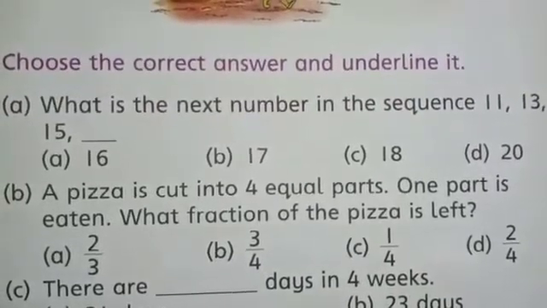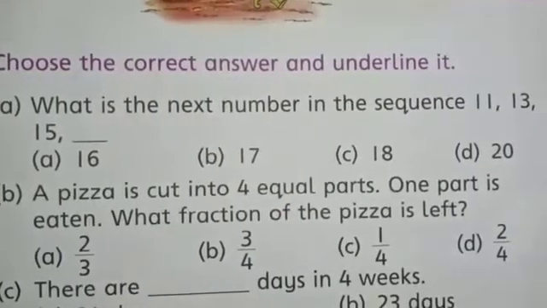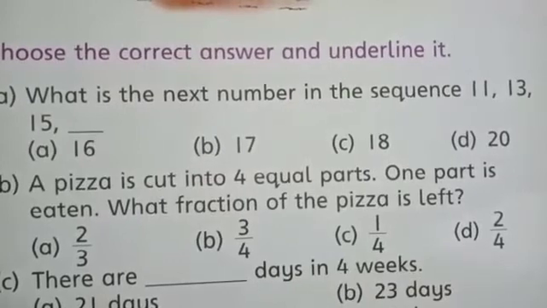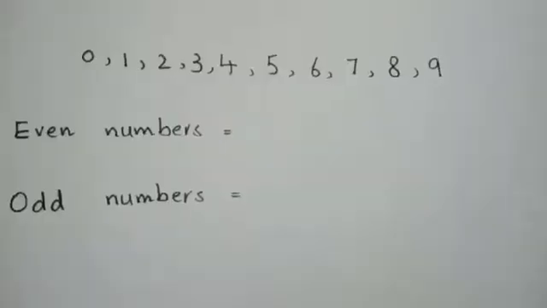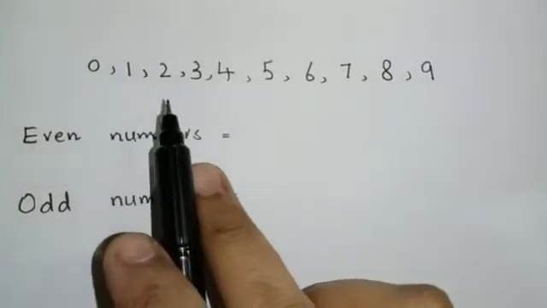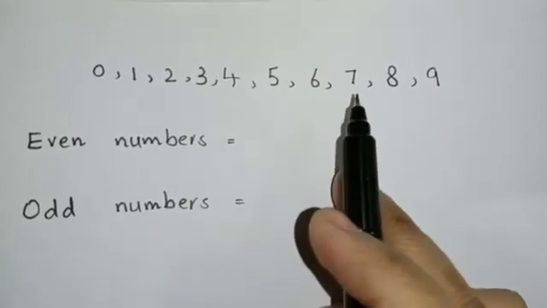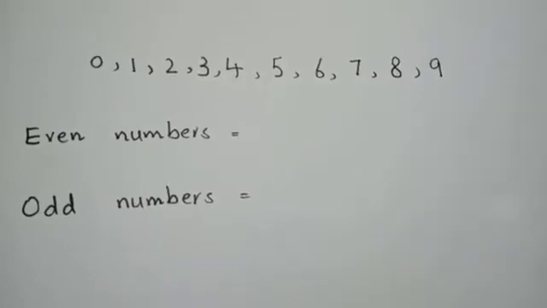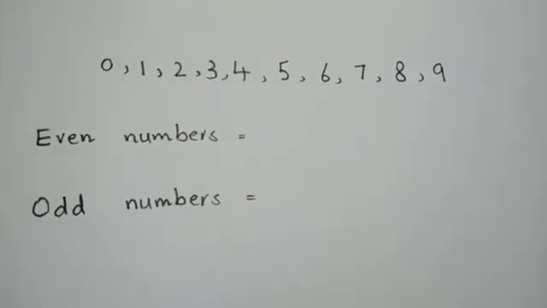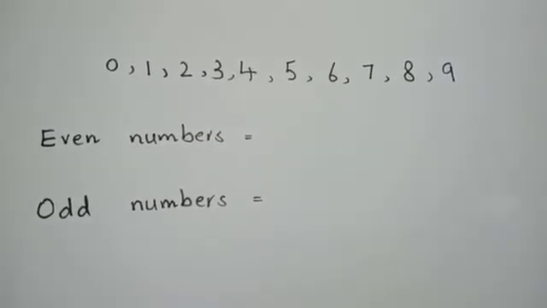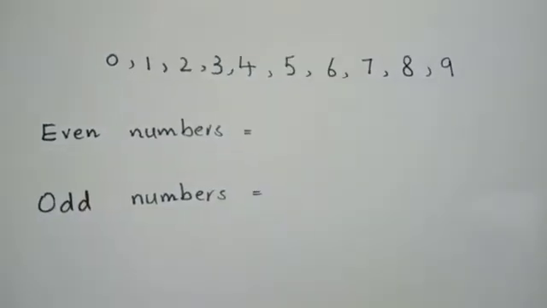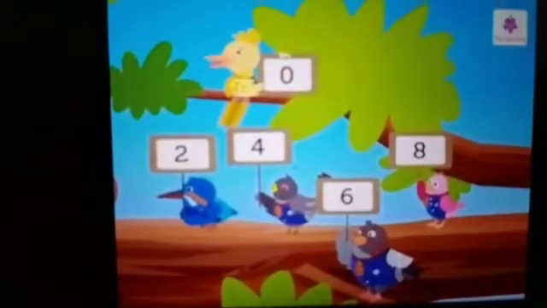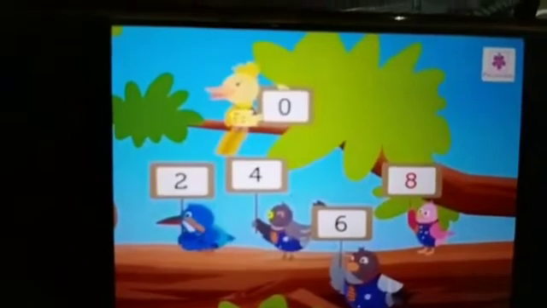Okay students, first of all tell me, what are even and odd numbers? Do you know? Who will tell me? Remember the definition of even number. A number which is divisible by 2 with no remainder is called an even number. Students, look at these numbers: 0, 1, 2, 3, 4, 5, 6, 7, 8, 9. The numbers which are divisible by 2 with no remainder are called even numbers, or the numbers which have 0, 2, 4, 6 and 8 in the ones place are called even numbers. Let's take an example.